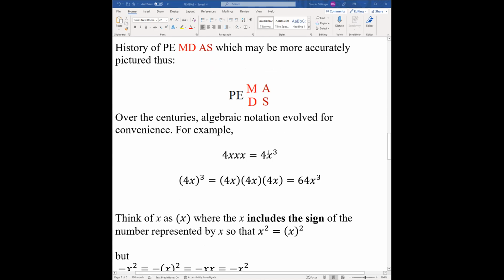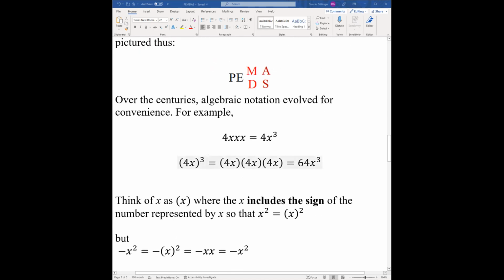It has to do with algebra more so than arithmetic. A long time ago, hundreds of years ago, they used to write 4x cubed like that, 4xxx. And then someone got the bright idea, you know what, let's just write 4x, and I'll put a little 3 up there to tell you there's 3 of them multiplied together.